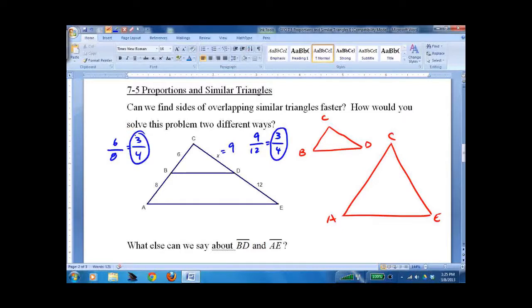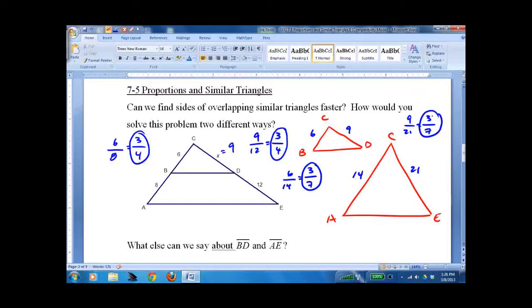And to prove it, let's redraw our triangles, 6 and 9. 6 plus 8 is 14. 9 plus 12 is 21. So 6 over 14 would be 3 over 7. And 9 over 21 would equal 3 over 7. So it works. Either way we can do it.